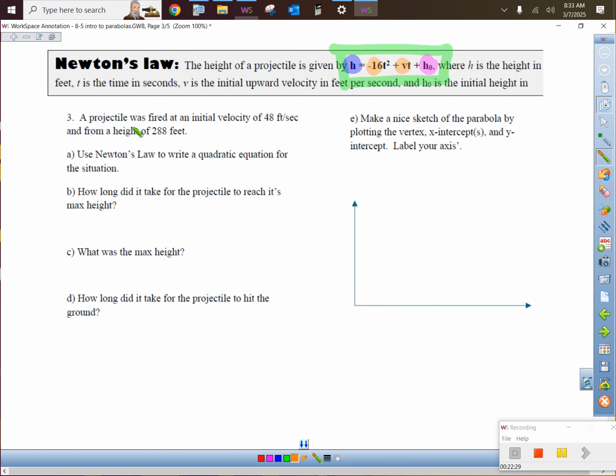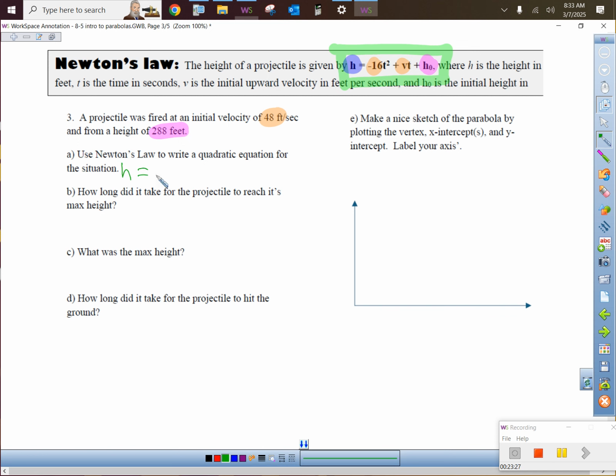So here's what it is. A projectile was fired at an initial velocity, which is going to be v in this case, of 48 feet per second from a height of 288 feet. Isn't that the initial height that they fired this projectile from? 288 feet is way up there. Maybe they were on the top of a skyscraper shooting a gun off of it, in a wartime scenario or whatever was happening. Who knows, right? But they say use Newton's law to write a quadratic equation for this situation.